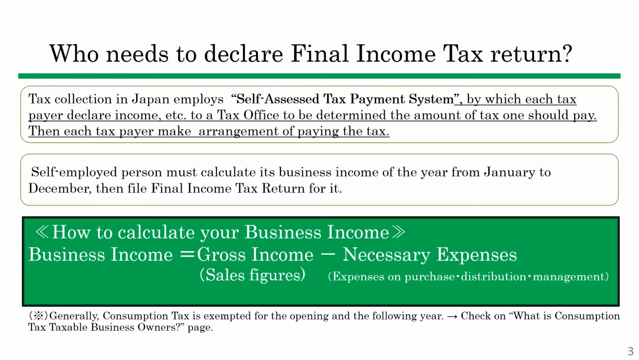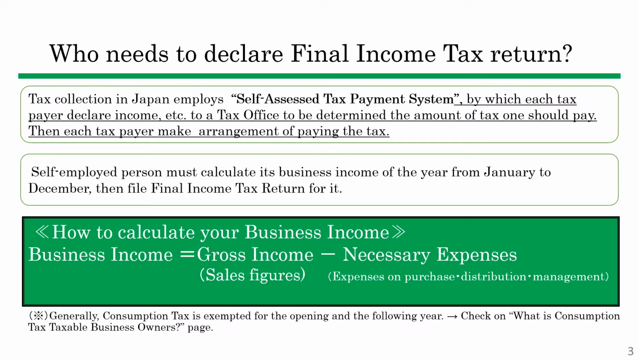Self-employed persons must calculate their business income of the year from January to December, then file a final income tax return for it. Business income is the amount left after necessary expenses are deducted from gross income or sales figures as a result of the business activity. Necessary expenses mean the amount required to earn the income, such as expenses on purchase, distribution, general expenses, and so forth. Whether you need to file a final consumption tax return or not, we will explain later on, under consumption tax.